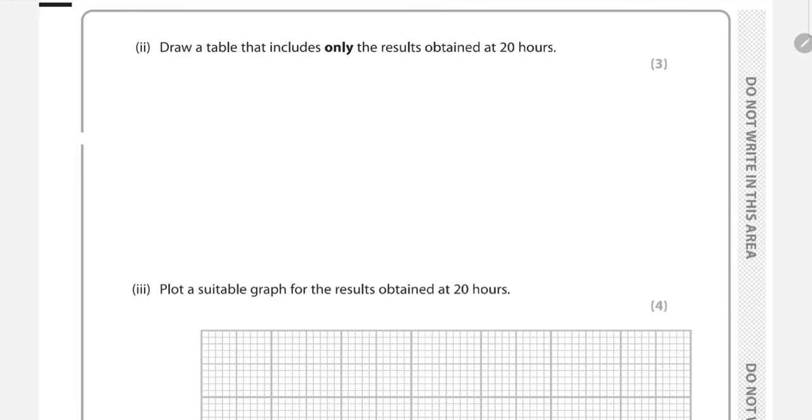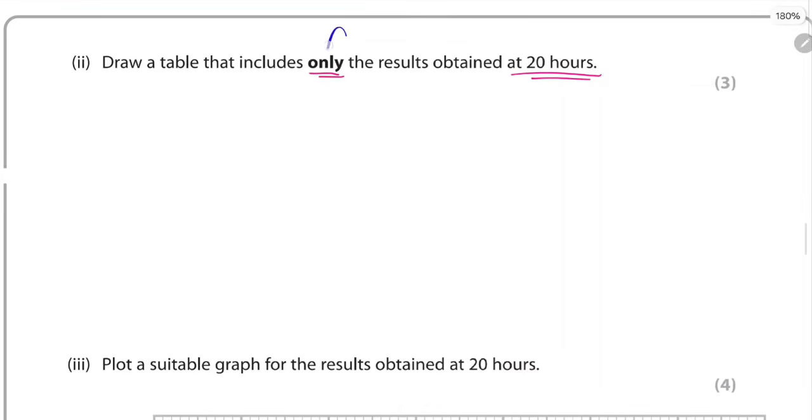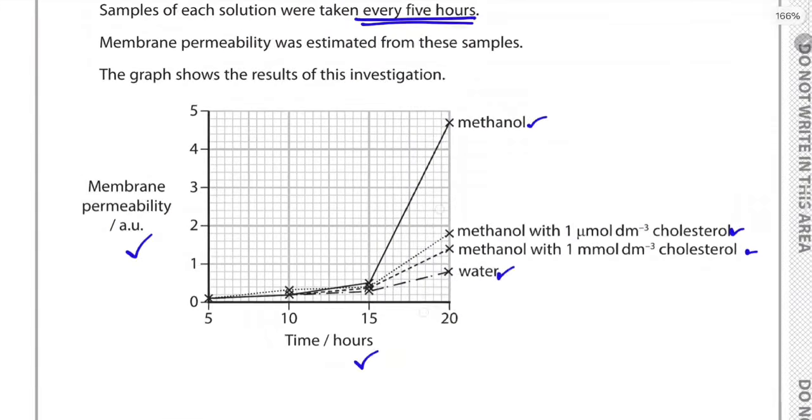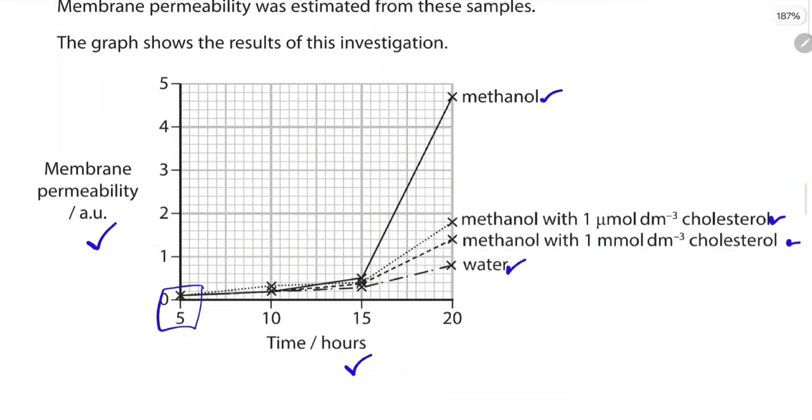Draw a table that includes only the results obtained at 20 hours, and take care from such idea, it needs us to include only the results obtained at 20 hours. So guys, please don't include everything, because I've seen answers to this table that have included 5, 10, and 15, and we don't need this. We only need the results at 20, so I don't have to include the time in my axis. I don't need to do that.